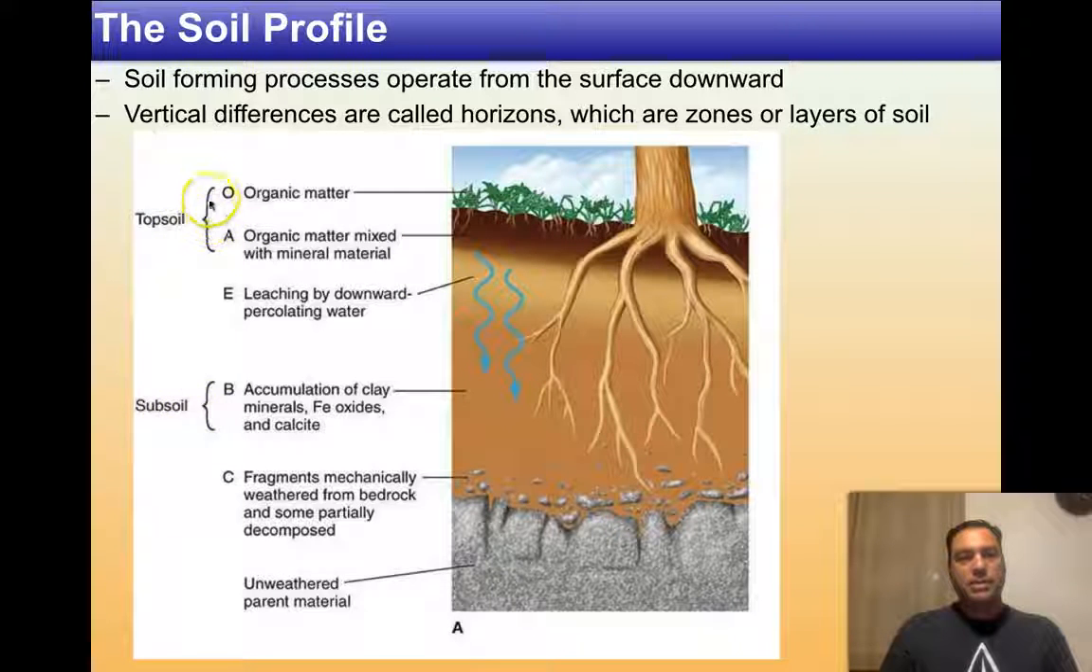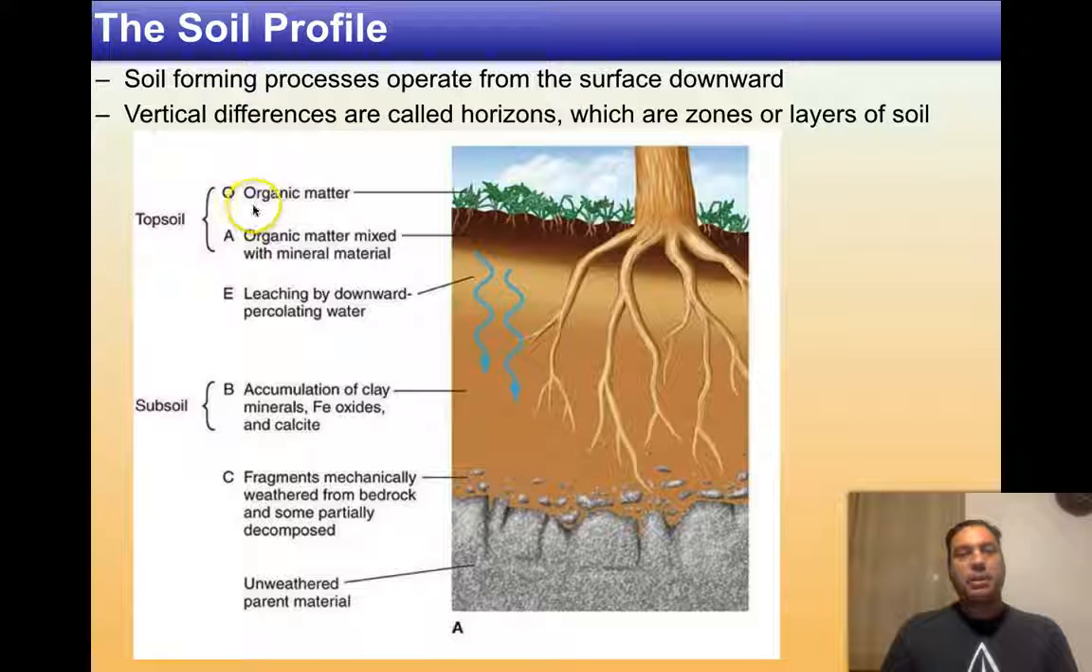The topsoil, there's two kinds of important things that we need to keep in mind here. There's the organic matter up here at the top. In this case, it's going to be the grass and the tree. So anything that falls out of the tree, like the leaves, will become part of that organic matter. And that's what we call the O horizon, right? So these vertical differences are called horizons. The A horizon is the organic matter mixed with mineral material.